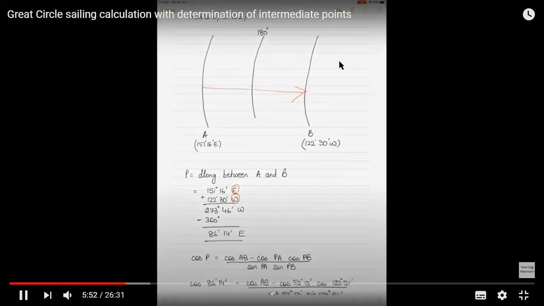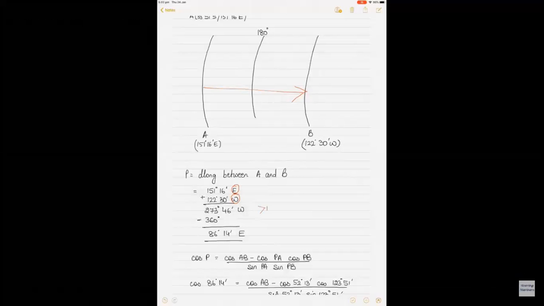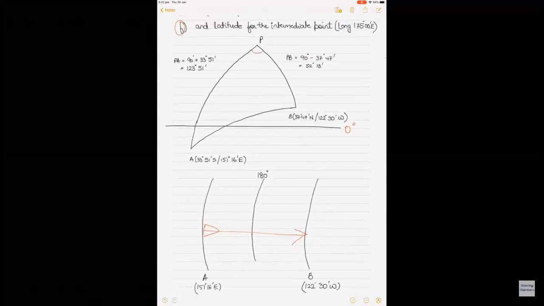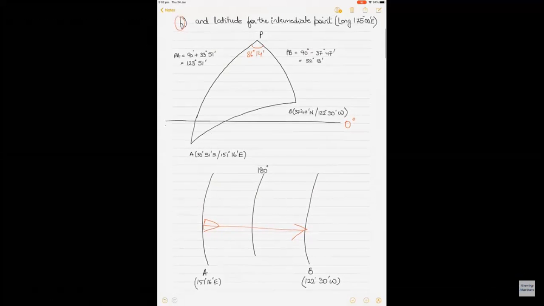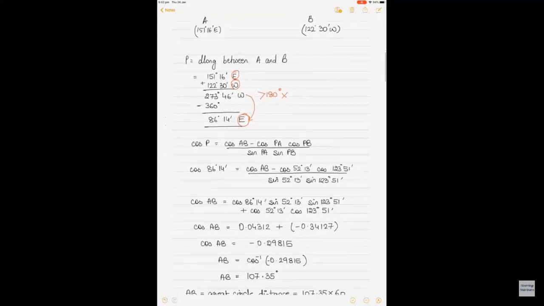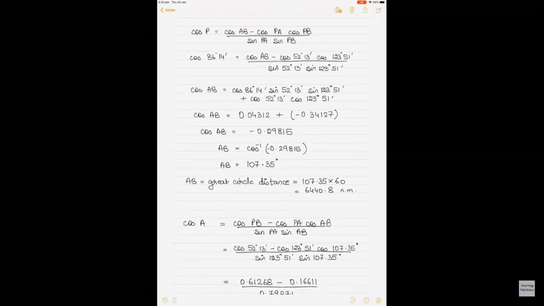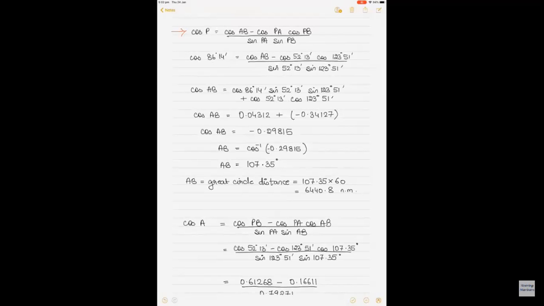So for D long, we know the rule that if east and west are on different sides, we add them, and if it is the same side, we subtract them. And if it is more than 180, then we subtract from 360. So we can see here it is more than 180. So we subtract from 360 and we get 86.14 and we reverse the direction. As we can see from 151 to 120, we are going to east. So the D long sign will change to east. So from east to west, when we are going, we get westerly D long and we subtract from 360. So we get easterly.